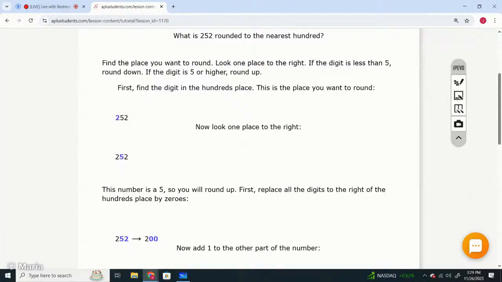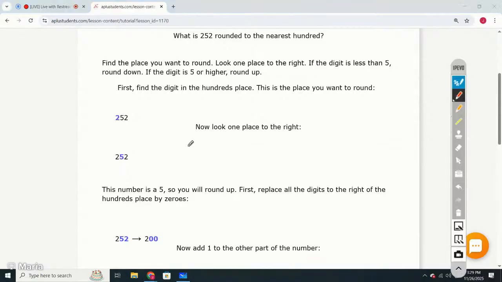What is 252 rounded to the nearest 100? So 252. 2 is the digit at the hundreds position, right? Look at the one place right of the 100, that is 5. Compare this 5 to 5. So 5 is equal to 5. So 252 is rounded to 300. We need to round to the nearest 100. So keep 2 as it is and replace the other two digits with 0. So that is 200.